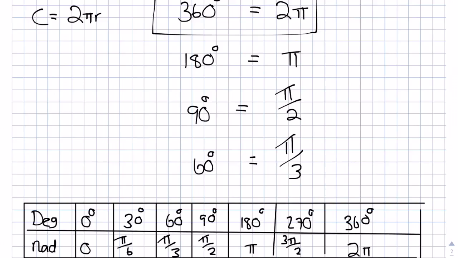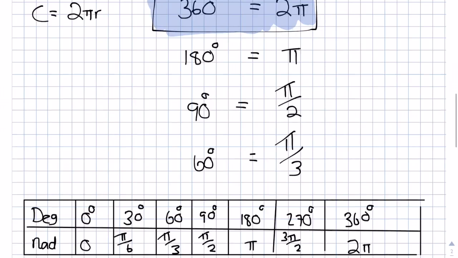So they're basically the conversions between degrees and radians, but if you remember this one, you can basically convert any of them. So just remember that one. 360 degrees is 2 pi, and from that you'll work out any of them then.